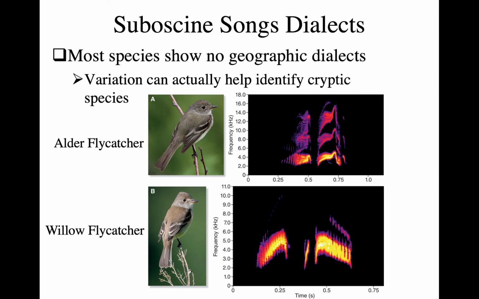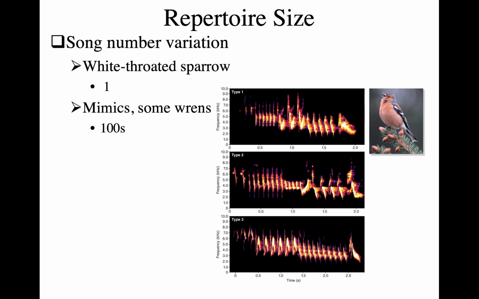So again, the suboscines include things like the flycatchers. And so here we have an alder flycatcher and a willow flycatcher. And you can see that they clearly have very different songs. And as I mentioned, with these Empidonax flycatchers, this is crucial for us to be able to identify an individual to species. And in fact, this can actually be a tool to help identify what we call cryptic species. Birds that look similar to each other, but actually represent two different breeding groups or two different species. And if they have clearly different songs that are very consistent between the groups, that is a clear indication that you're dealing with two species. Let's move on and talk about repertoire size.